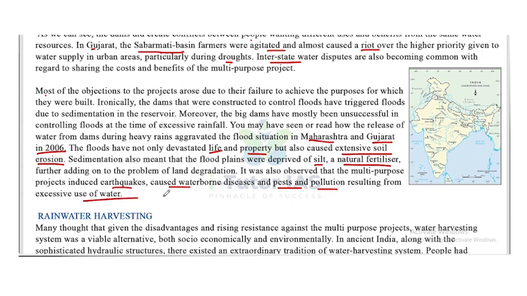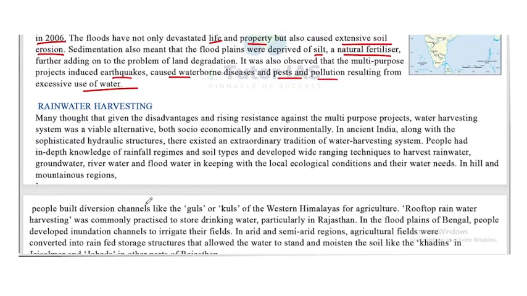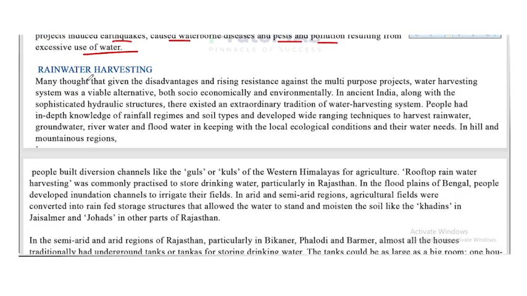So there are other problems like earthquakes, waterborne diseases, pests and pollution resulting from the excessive use of water. So these are some other problems of the multipurpose projects. Now, rainwater harvesting. What is rainwater harvesting? Many thought that given the disadvantages and rising resistance against the multipurpose projects, water harvesting systems were a viable alternative both socio-economically and environmentally. This is important socio-economically as well as environmentally.